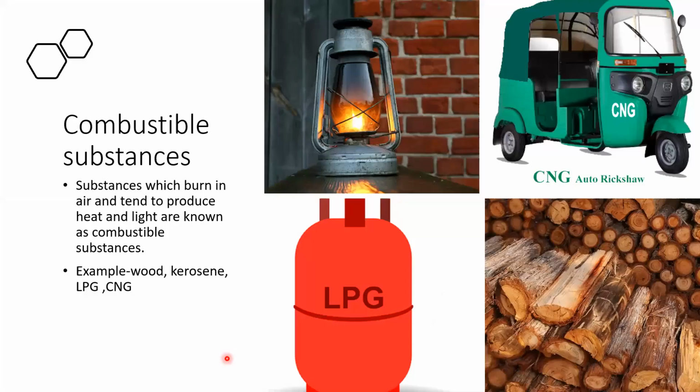In your daily life, you might have come across a large number of fuels like cow dung, wood, coal, charcoal, petrol, diesel, CNG, etc. In these pictures, some of the fuels are shown. Kerosene oil is being used in the lantern. This auto is using CNG, that is compressed natural gas. Wood is also a kind of fuel and LPG is used in our kitchens. We all are very familiar with it.